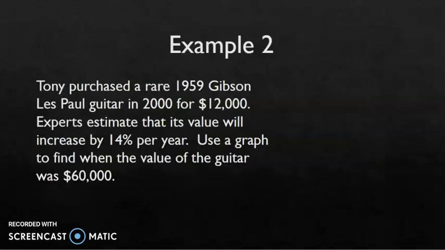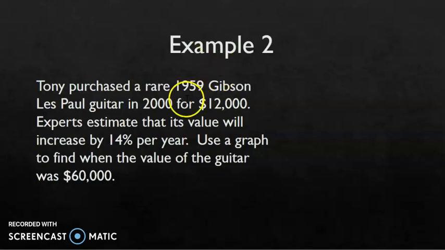In example 2, it says that Tony purchased a rare 1959 Gibson Les Paul guitar in 2000 for $12,000. Experts estimate that its value will increase by 14% per year. It says use a graph to find when the value of the guitar was $60,000. So step 1 to this question is actually to use our model to write a function.